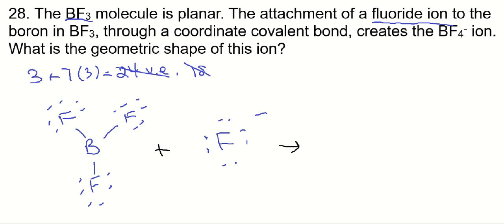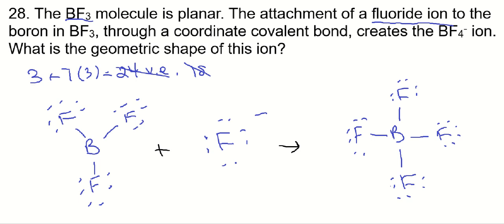So now we got boron in the center again, and this time we'll surround it with 4 fluorines. Now sometimes you'll see an arrow indicating that that pair of electrons originated from the fluorine. So here is the lowest structure for BF4 minus.